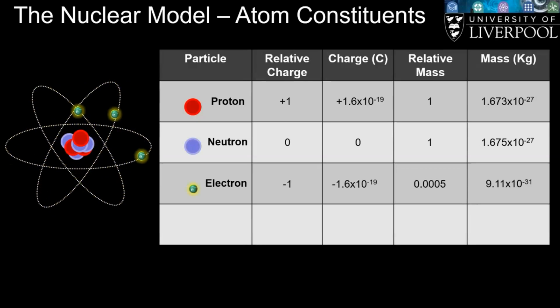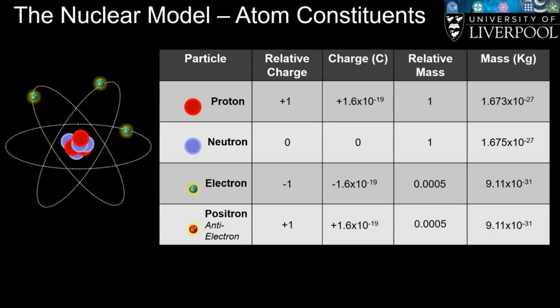The electron has the opposite charge to the proton. However, its mass is much, much less, by an order of thousands. Again, the positron has the opposite charge to an electron, but has the same mass.